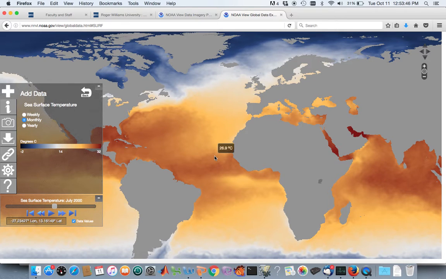Okay, well, that'll do it for right now. Stay tuned for more use of NOAA View in the future as we look at sea surface currents in the next lecture.